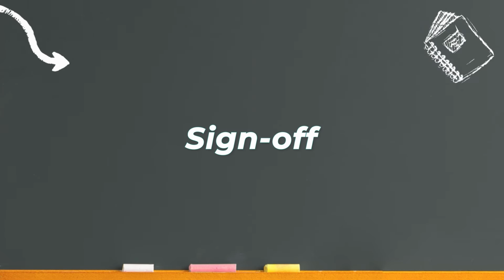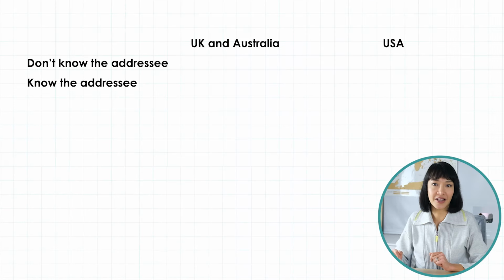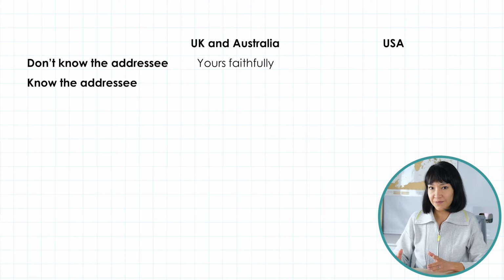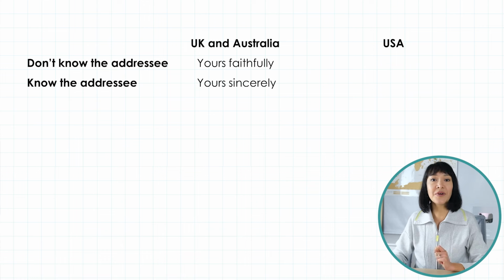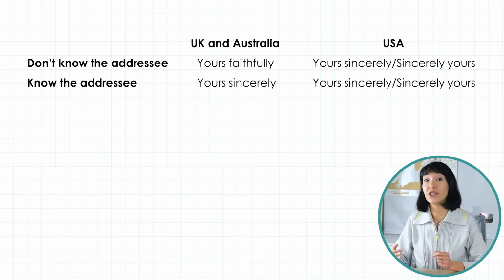In a formal letter, there are conventional ways to do this. In the UK and Australia, for example, it's customary to write yours faithfully if we don't know the name of the person we are writing to, and yours sincerely if we do. In the US, the trend is to use yours sincerely or sincerely yours in both cases. So the choice is yours. The examiner is open to all three possibilities.